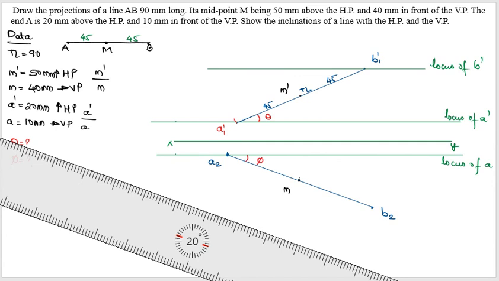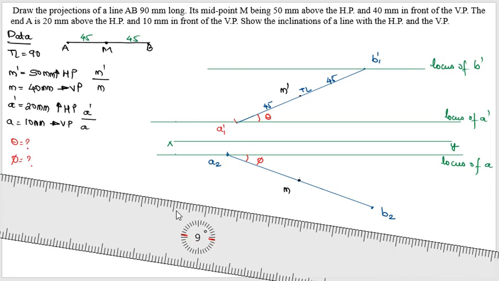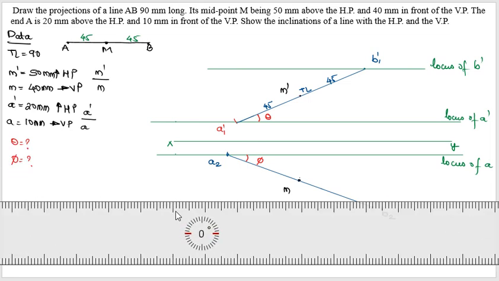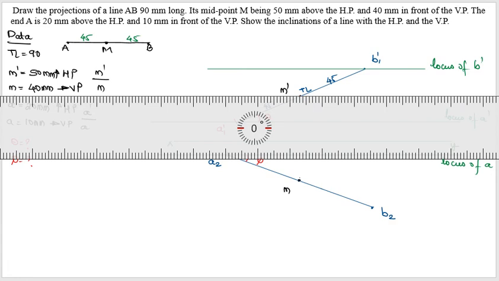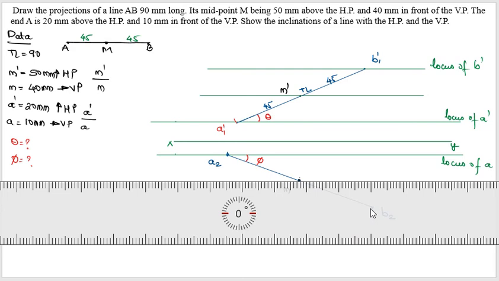Once you get angle phi as well as theta, now we have to draw the front view and top view of that line. For drawing the front view and top view of that line, I will draw a horizontal line from point M dash. Similarly, I will draw a horizontal line from point M. This is just for our reference.